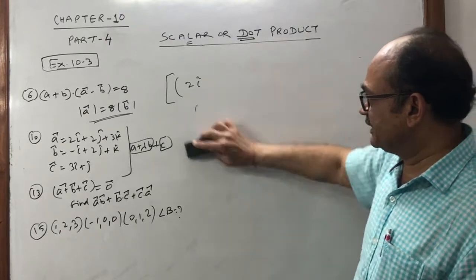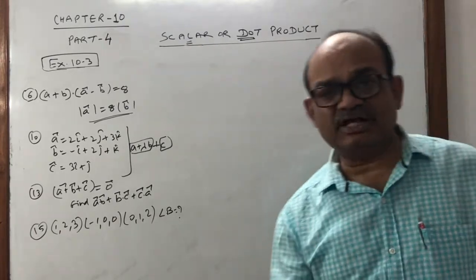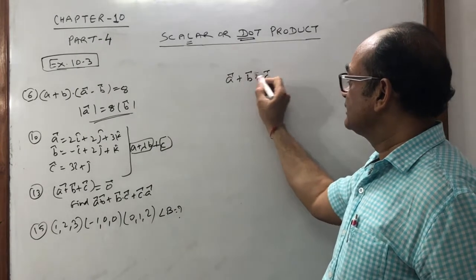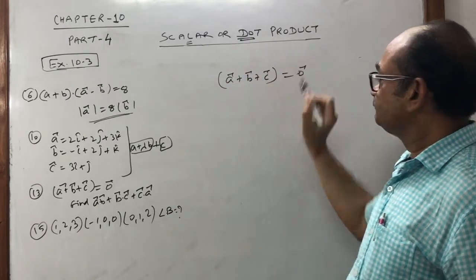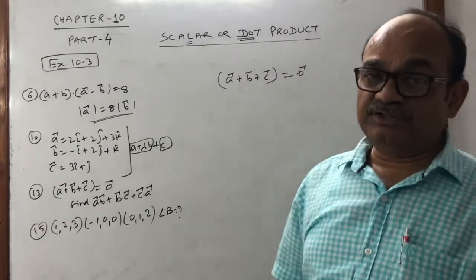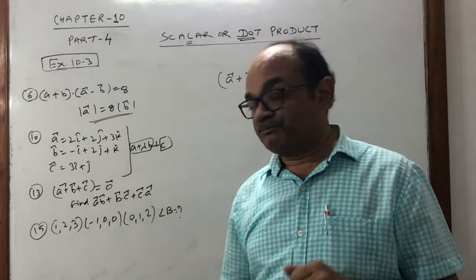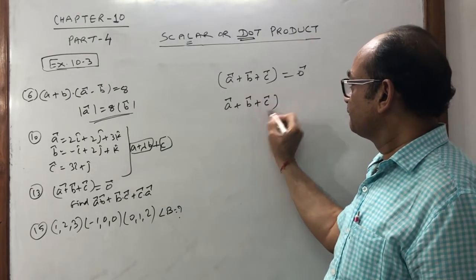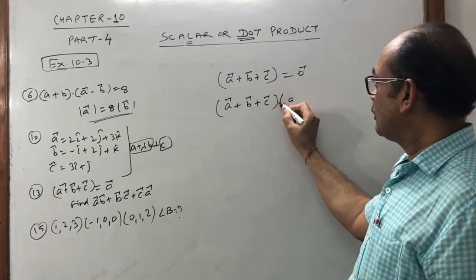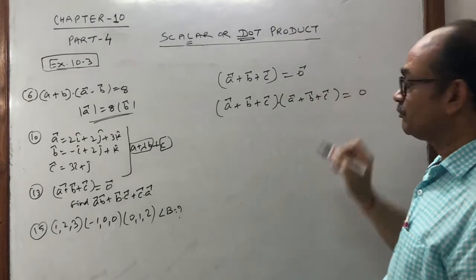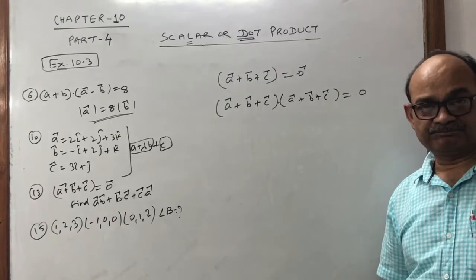A plus B plus C is given as null vector 0. And we want to calculate the value of A dot B plus B dot C plus C dot A. So simply, if we multiply by the same, we get the dot product of A plus B plus C again, and here there is no change, 0 remains 0.